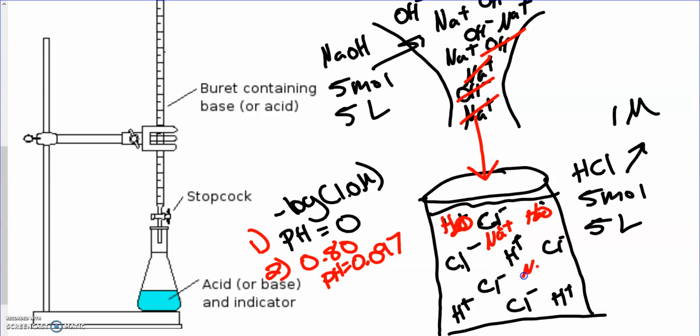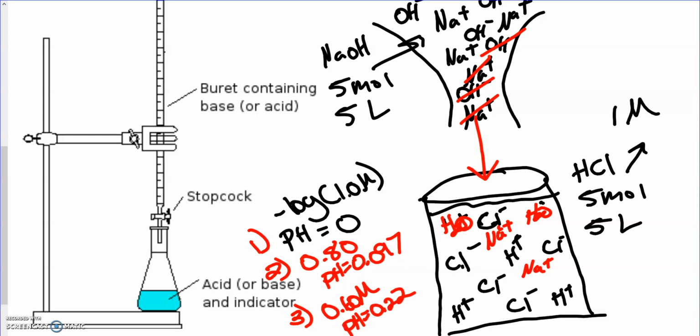And we're going to have another sodium floating around. Okay, well now we have 3 hydrogens in 5 liters, which is going to give us a molarity of 0.6. So when we take the negative log of that, so we'll have step 3, 0.60 molar, and our new pH at this particular step is going to be 0.22.